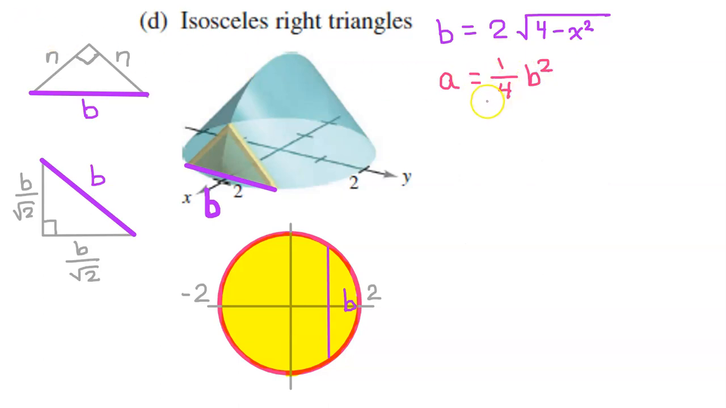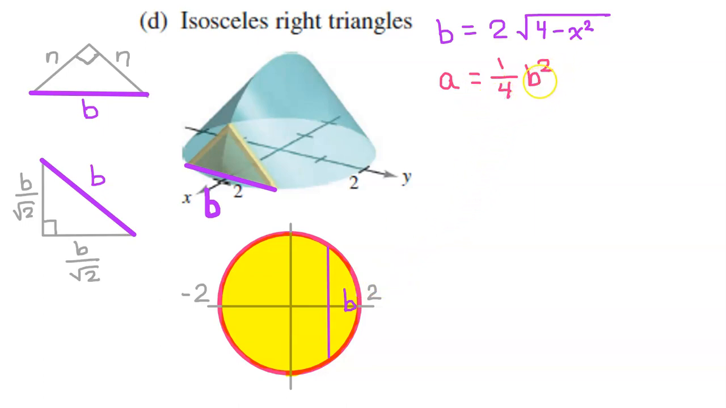So here is another fact to memorize if you don't want to have to go through this every time you run into an isosceles right triangle in this type of problem. An expression for the area of an isosceles right triangle face down with base b is a equals 1/4 b squared. If you memorize this, you won't have to do all of those calculations next time.